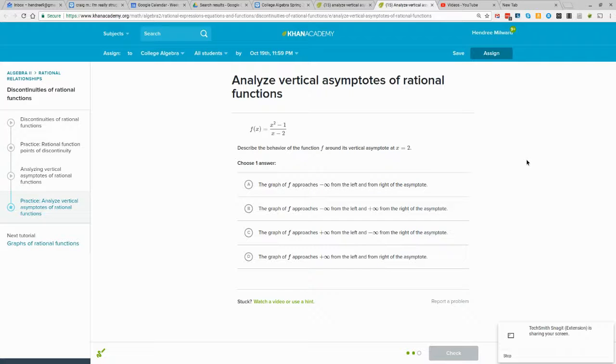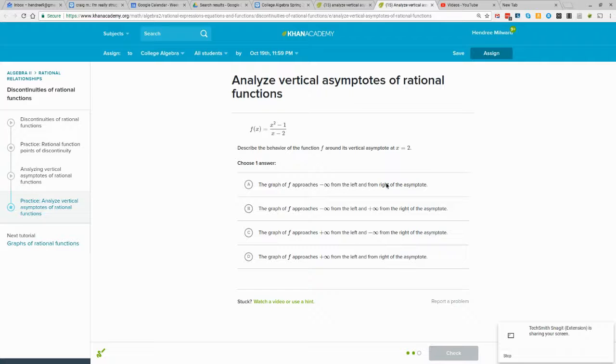Okay, I got a question about analyzing vertical asymptotes of rational functions. So here's our function. It's a rational function. What makes it rational is that it's a fraction of polynomials, right? You've got a binomial in the numerator and a binomial in the denominator. And the question asks you to describe the behavior of function f around its vertical asymptote of x is equal to 2. So the graph of f(x) approaches negative infinity from the left and from the right of the asymptote.